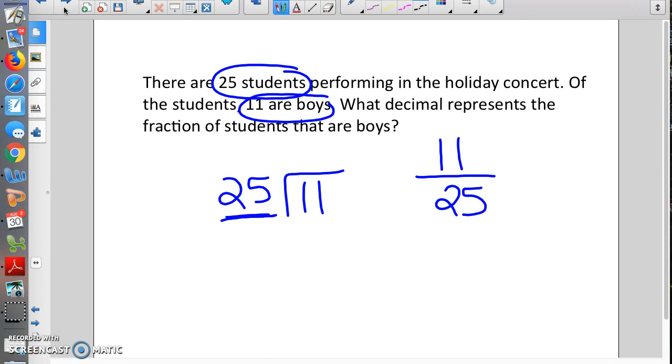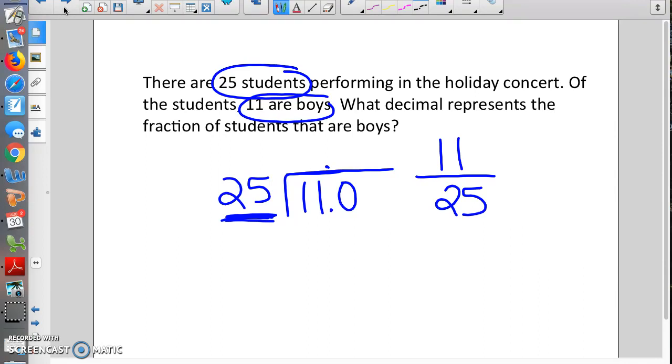Don't freak out about this big number. You know this. This is your quarters. You can do this. So can 25 go into 11? No. Add a decimal and a 0. If you feel comfortable right now, I would pause it and do it on your own. If you need to take the steps with me, then follow along with me on your paper.